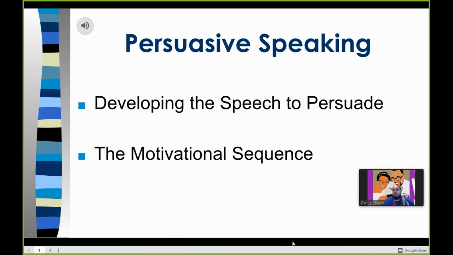We talked about how you want to be purposeful with your audience. You want to think about who you're talking to, where you're talking to, and why you're talking to them. You want to be conscious of those things before you create your speech. You also want to use a pattern that is going to be most helpful for you. Okay, so that's what we talked about yesterday. Today is all about the motivational sequence.